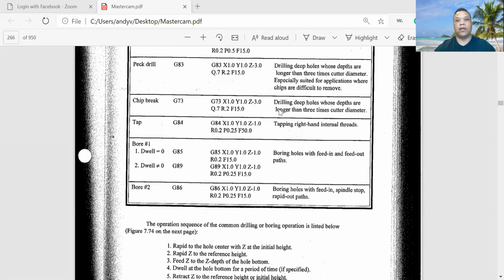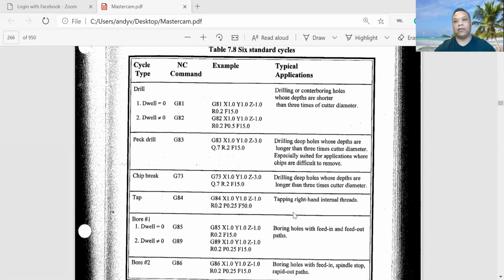Chip break: drill deep holes whose depth is longer than 3 times the cutter diameter. Tap: tapping right-hand internal threads. Bore 1: boring a hole with feed in and feed out. Bore number 2: boring a hole with feed in, spindle stop, and rapid out.